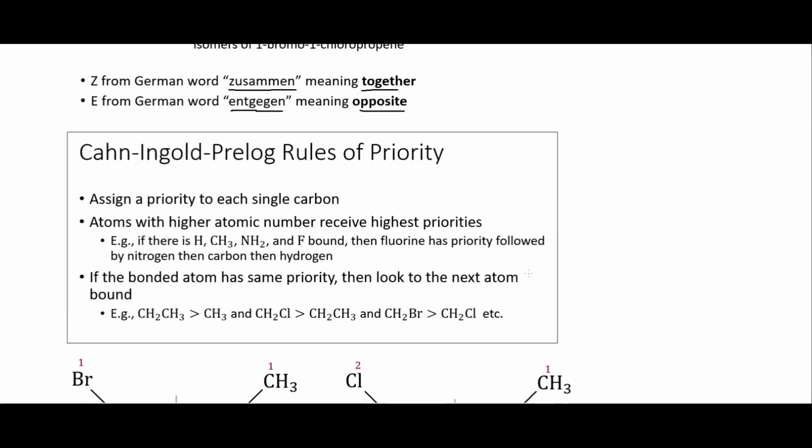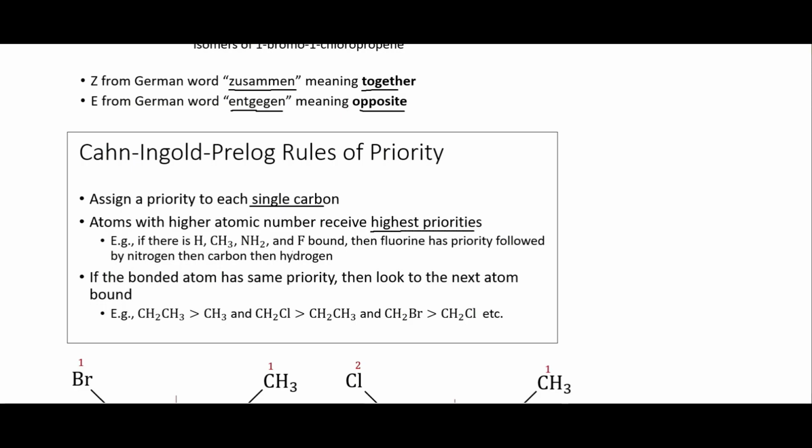And this is something I'll bring up too in later videos, especially when we get to the RS system for talking about enantiomers and things like that. But here we can use it. So we will assign, again, like I said, to a single carbon. And so atoms with higher atomic number receive highest priorities.